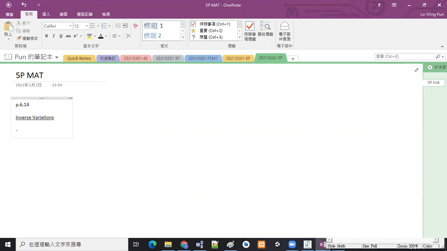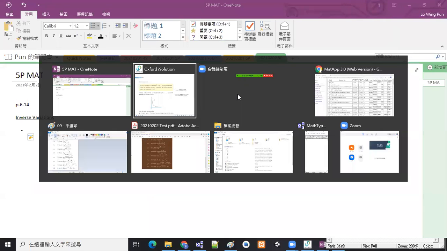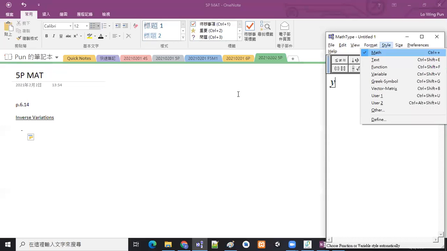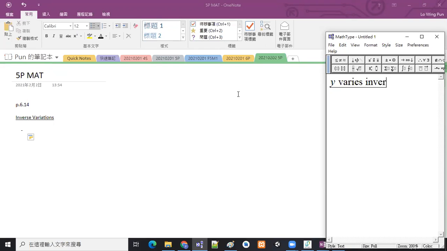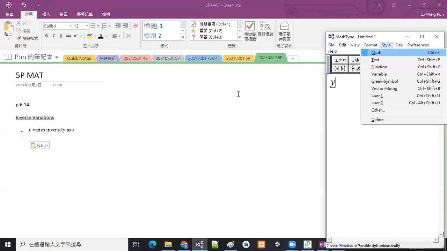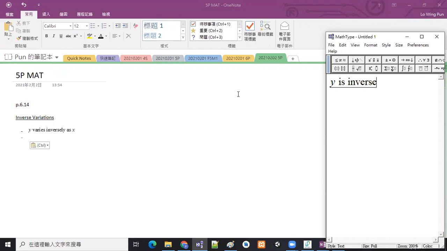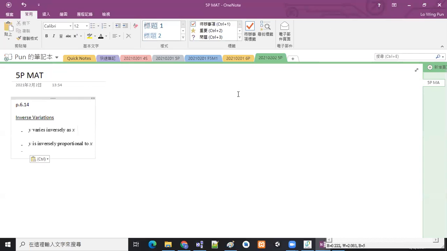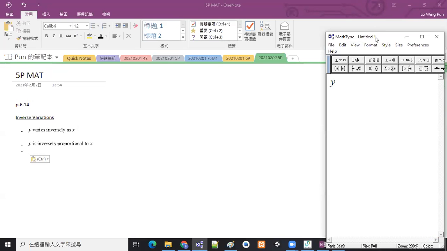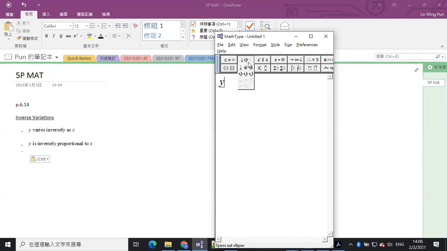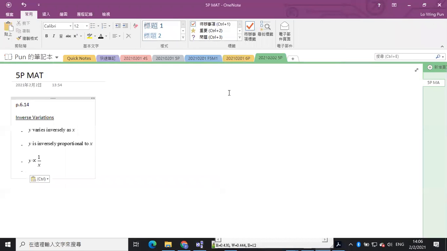When the question tells you this, if x, y varies inversely as x, or the question says that y is inversely proportional to x, or y, then the symbol, y symbol 1 over x, then these three lines mean the same thing. And when you see these three lines, you will do the following.